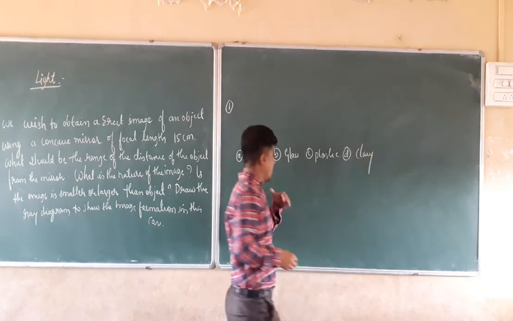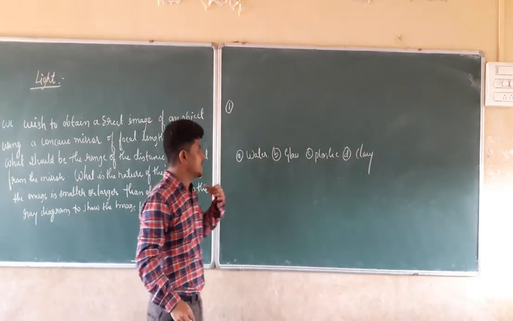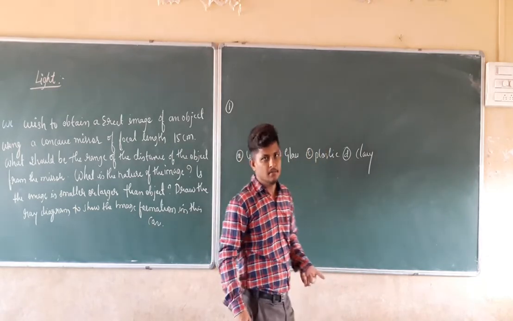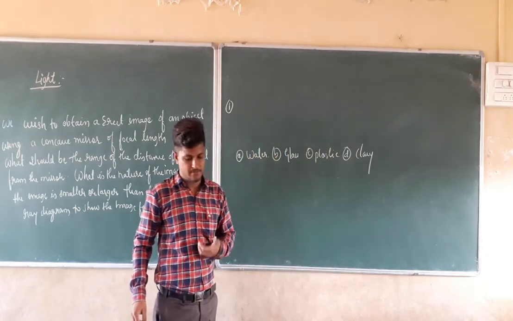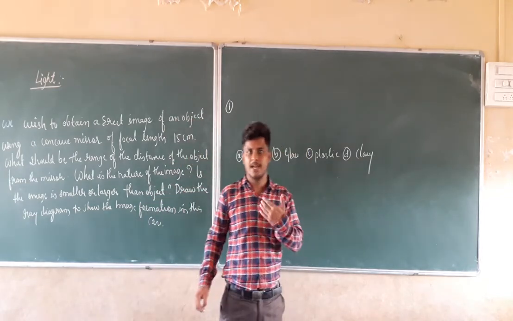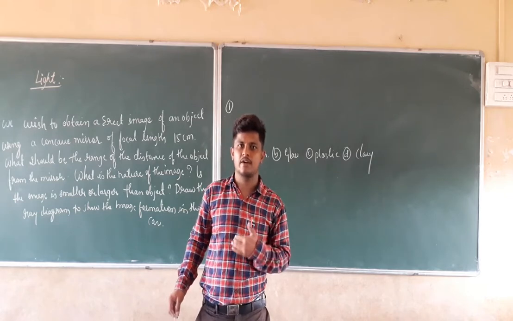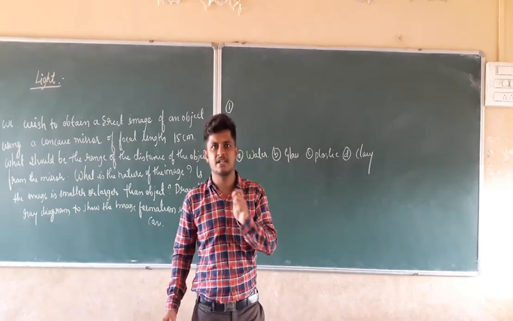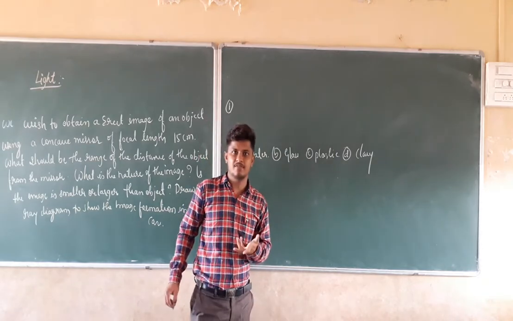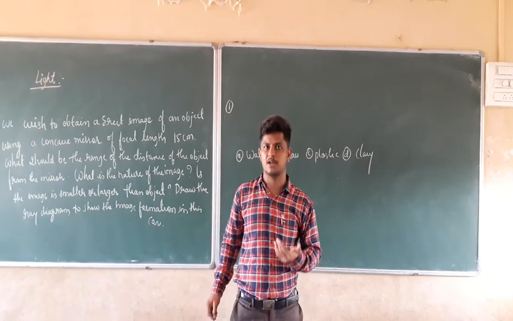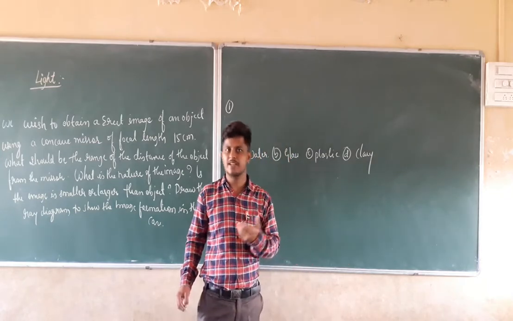Now from all these options, which material cannot be used to make a lens? First of all, we have to find out what a lens is. A lens is a transparent medium, so that objects placed in the opposite direction should be visible. It should be a transparent medium.